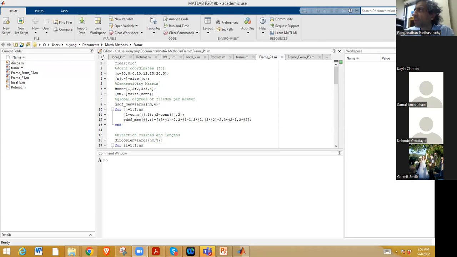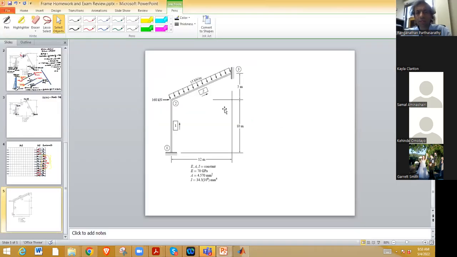I hope you can all again see my screen now. So this is the frame problem in your exam. Again, the same steps. You can do either way. You can do first the global stiffness matrix, and then you can come back to do the fixed end moments, or any way is fine. So here I'm doing fixed end moments first.